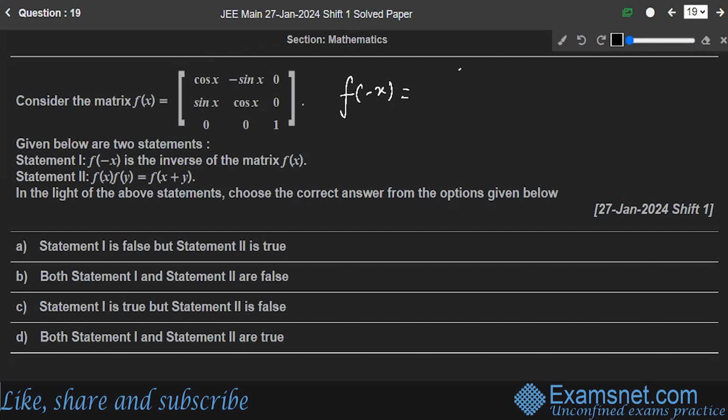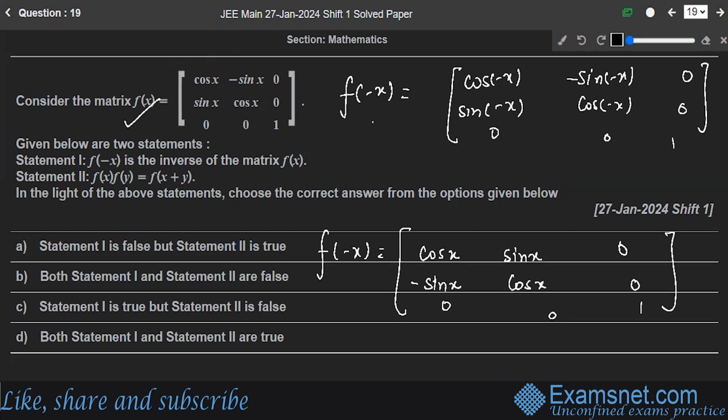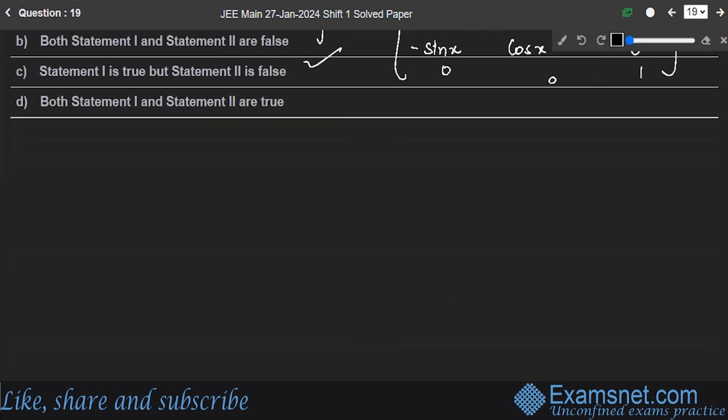Okay. So f(-x) is given by cos(-x), minus sin(-x), 0, sin(-x), cos(-x), 0, 0, 0, 1. So this f(-x) will be given by cos x, sin x, 0, minus sin x, cos x, 0, 0, 0, 1. Now let's multiply both of these, f(x) and f(-x).